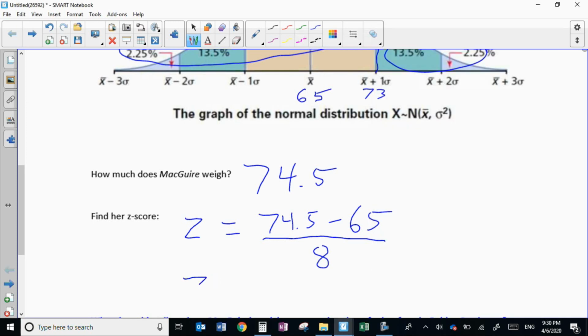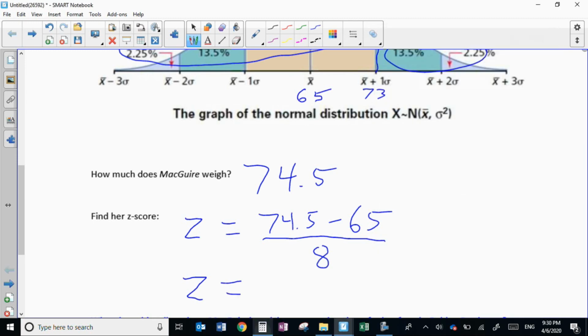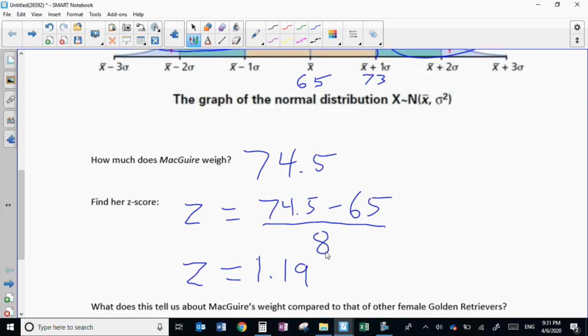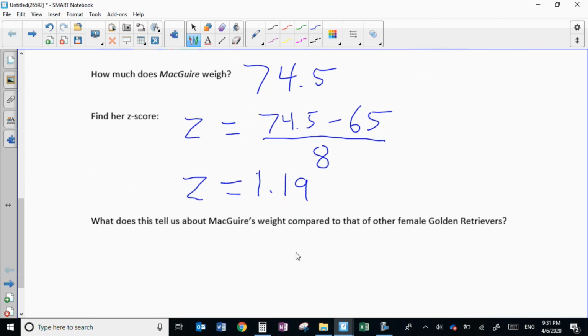Her Z-score was equal to, what was that again? 1.19. Meaning that McGuire is 1.19 standard deviations above the mean. Okay, what does that tell us about McGuire's weight compared to that of other female golden retrievers?